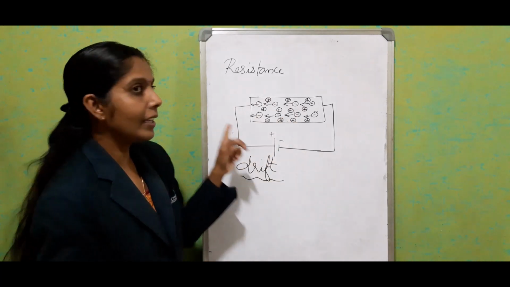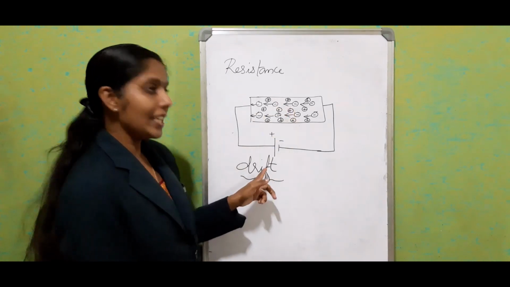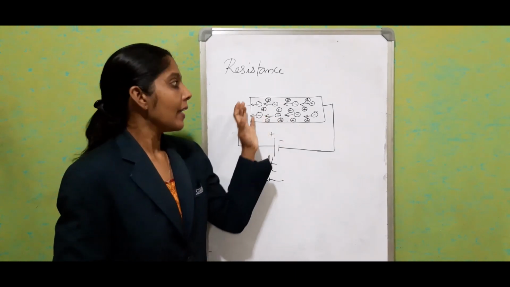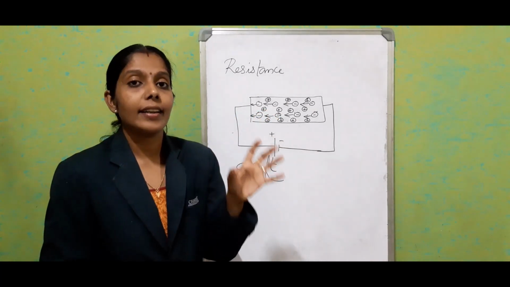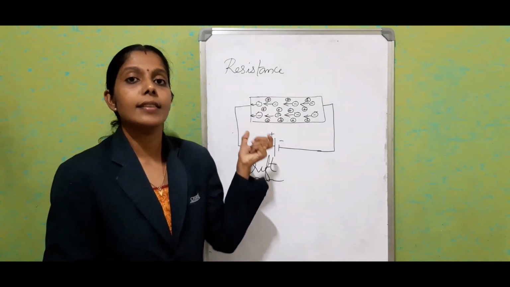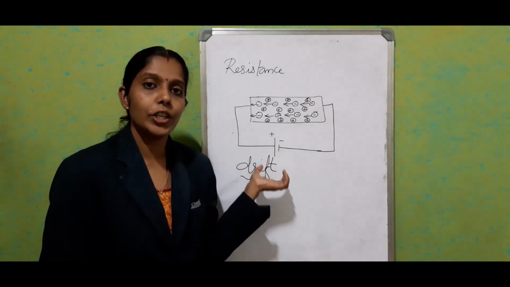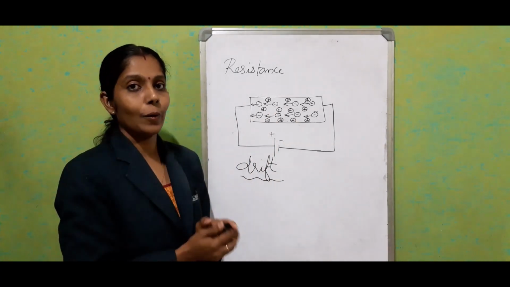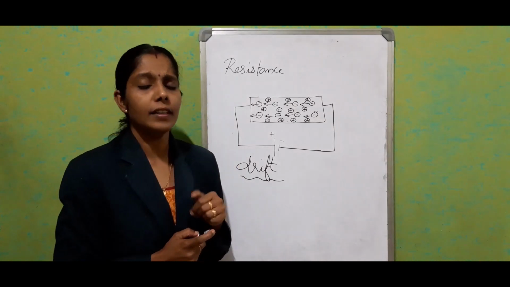In the same way, all these electrons are also moving very fast to reach the positive end of the external power supply. But in between, they face some collisions. That is the obstruction. That is actually the resistance offered by the conductor. So the obstruction offered by the conductor to the movement of electrons is called electrical resistance, or simply the resistance of a circuit.